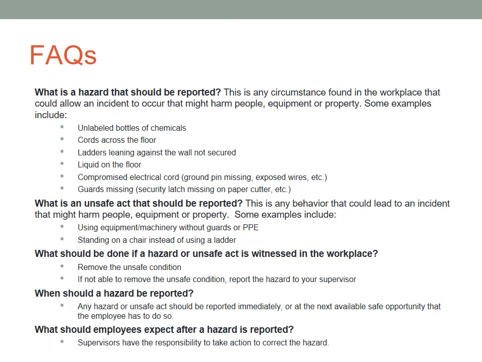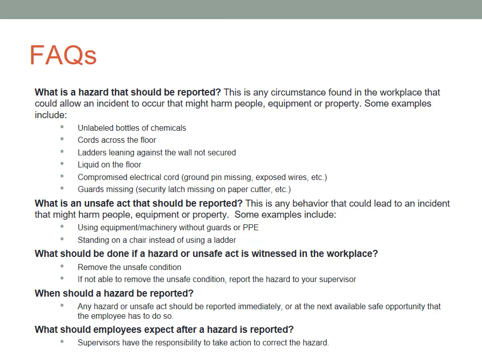What is an unsafe act that should be reported? This is any behavior that could lead to an incident that might harm people, equipment, or property. Some examples include using equipment or machinery without guards or personal protective equipment, standing on a chair instead of using a ladder.